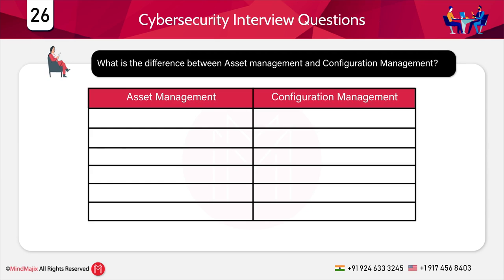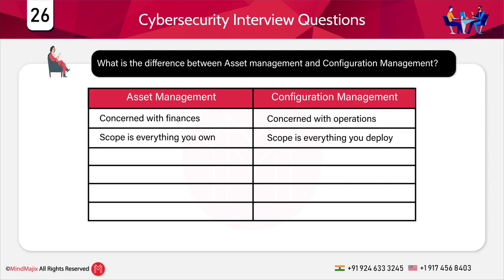When we talk about asset management, we are concerned with the finances, but when we talk about configuration management, we are concerned with the operations. In asset management, scope is everything that an individual owns or your organization owns. But in configuration management, everything that you deploy is scope.